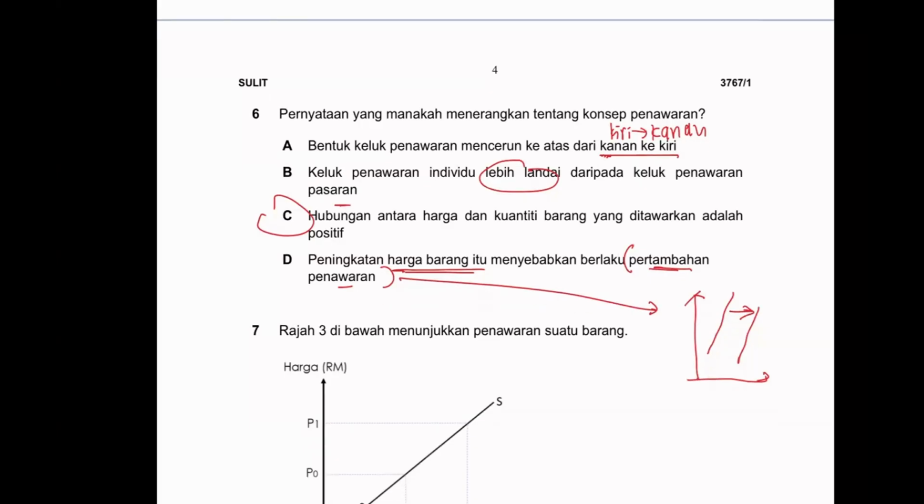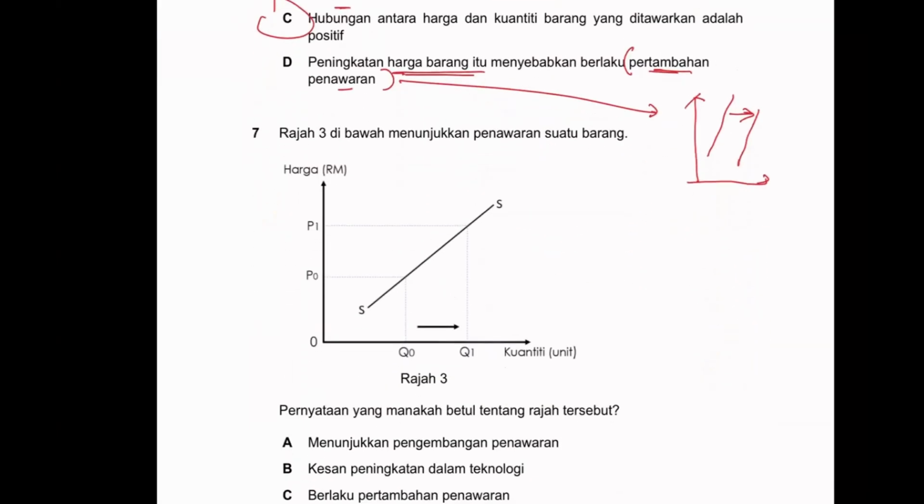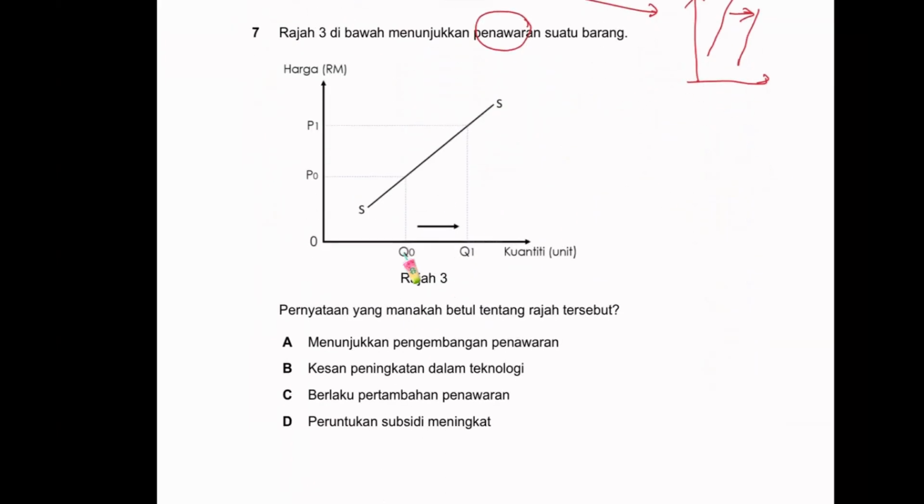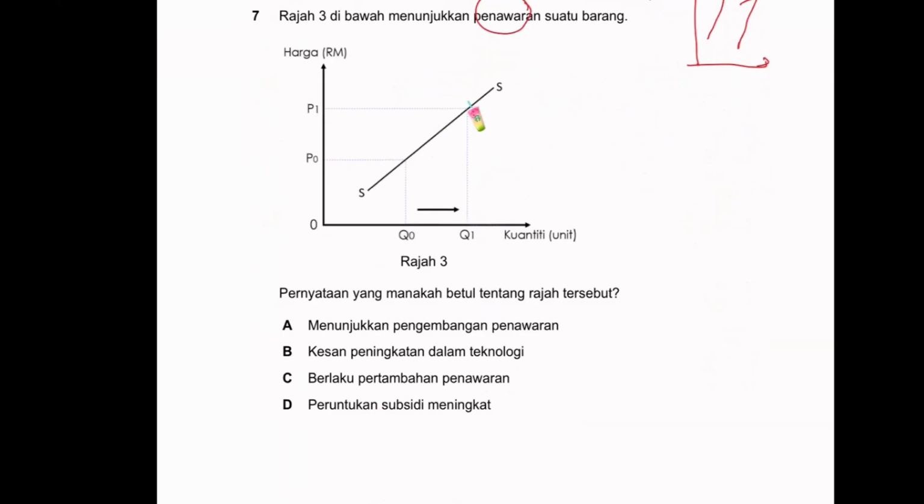Alright. Next. They said, Raja Tiga di bawah menunjukkan penawaran satu barang. Penawarannya. So when you see this is along the line, one line only, definitely should be faktor utama. Must be faktor utama. So, faktor utama means what? Because of the price itself. So, they said, demand increase. Perkembangan penawaran, correct or not? Yes. Okay. Technology, no. Pertambahan, no. Subsidy, no. Technology, subsidy, this one is faktor lain.